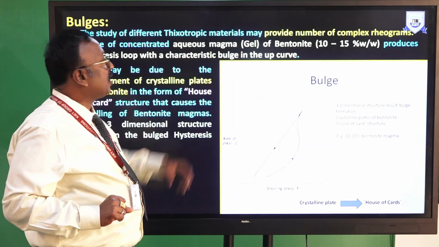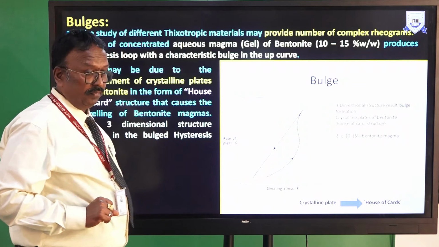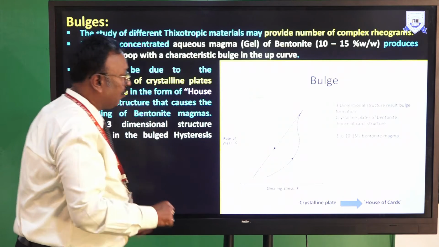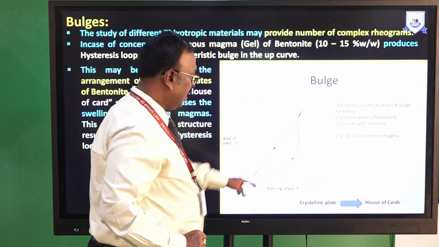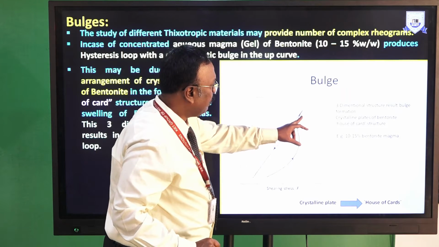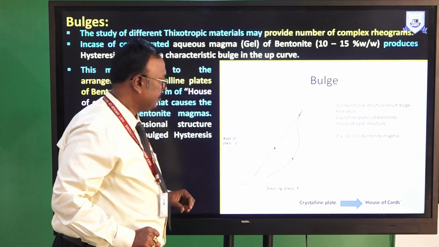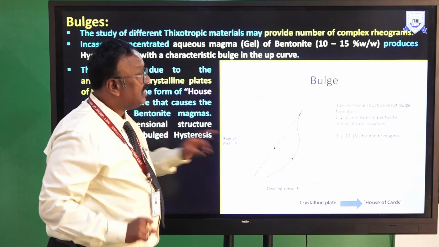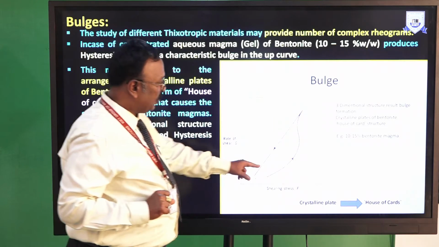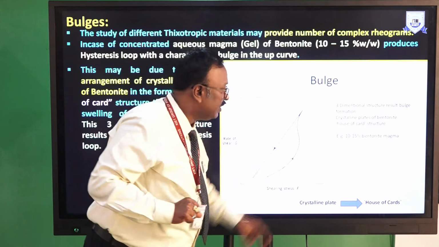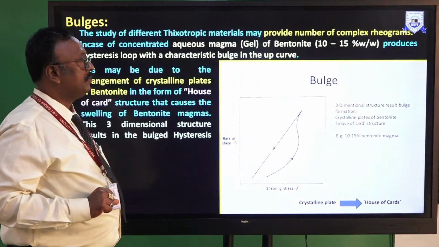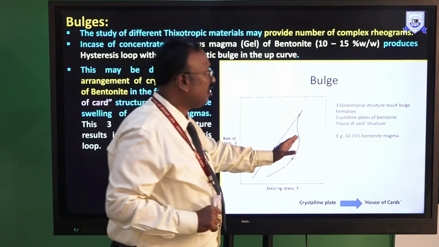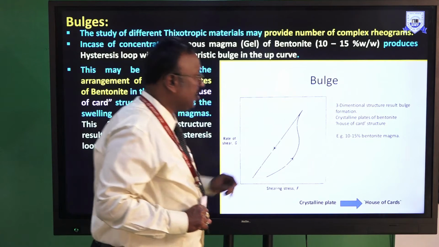Bulge in the up curve. For example, this is the example for bentonite gel. The formation of this type of curve is called bulges. This is the result of a three-dimensional structure, or bulge formation.